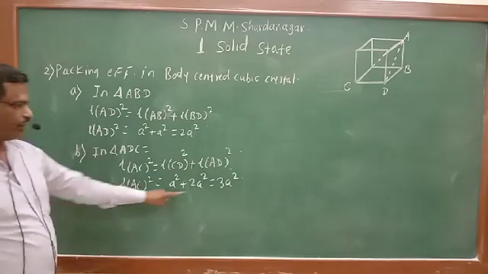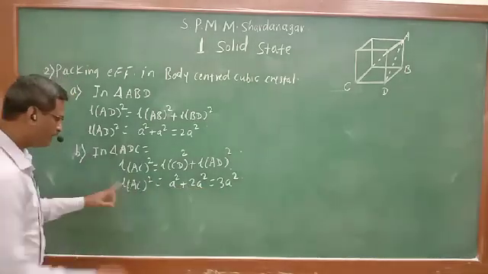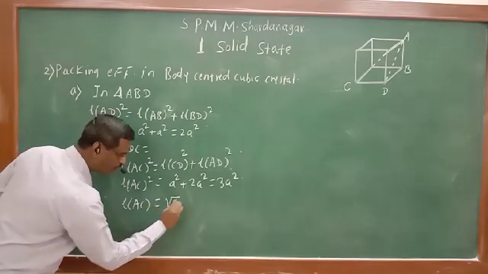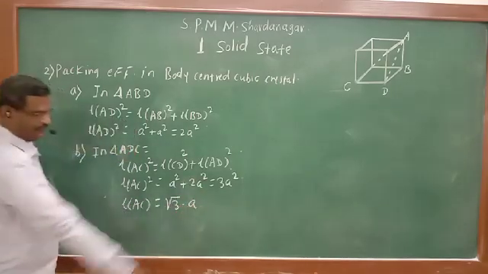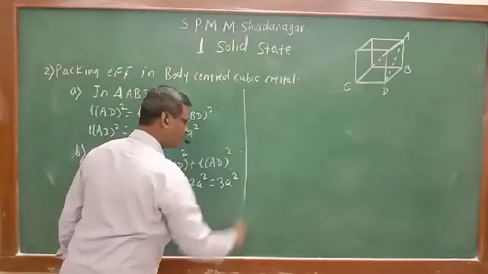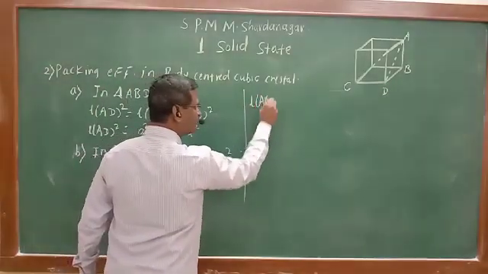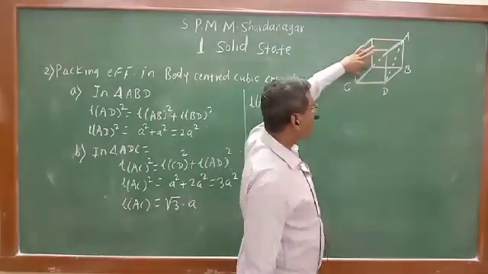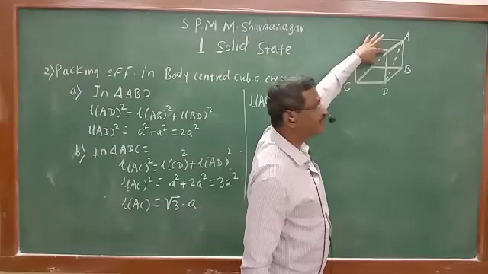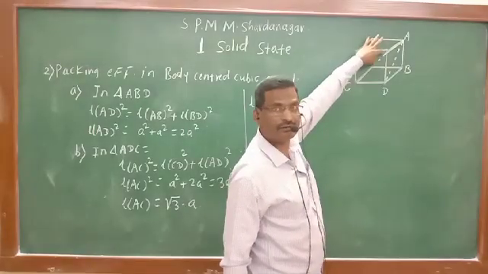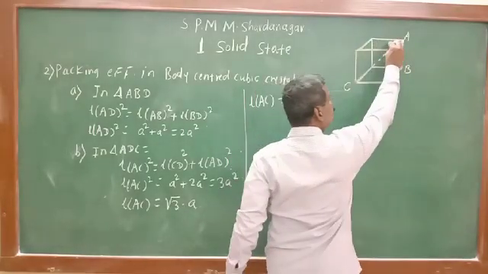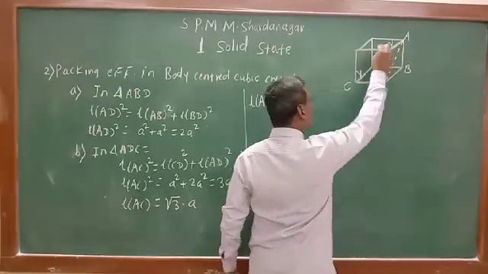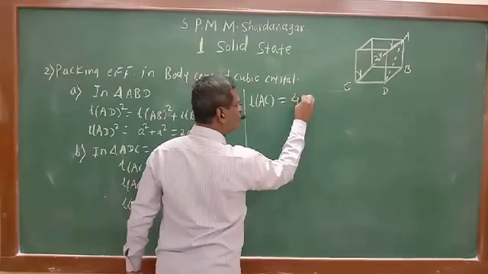AC square will be equal to 3A square, and from this length AC will be equal to square root of 3 into A. But what is that length AC? From the diagram, this is R, and here complete circle means 2R. This length is R, this length is R, here is one circle means it is 2R, therefore length AC is equal to 4R.